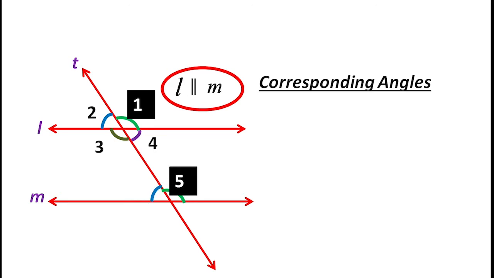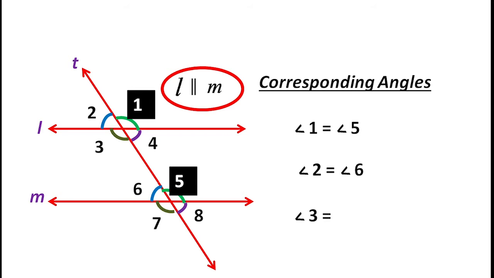Another pair is angle 2 equal to angle 6. Angle 1 equal to angle 5, they are corresponding angles. Angle 2 equal to angle 6. Angle 2 and angle 6 are lying on the left side of the transversal, and angle 2 is above the line L and angle 6 is above the line M. They are lying on the same side of the transversal and both the angles are above the parallel lines. So they are corresponding angles.